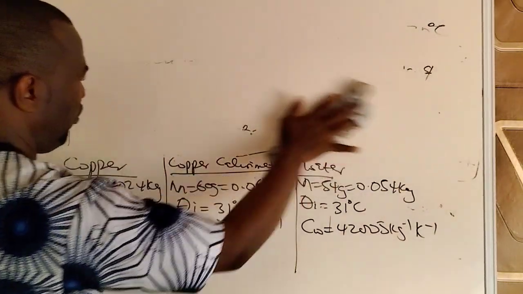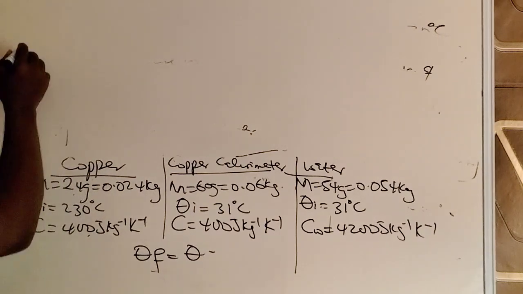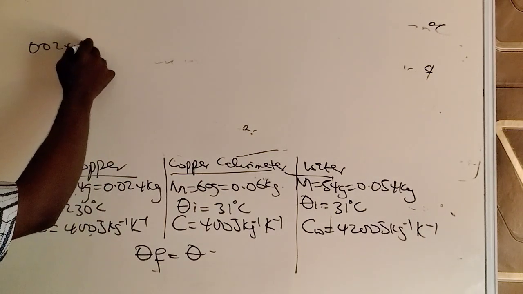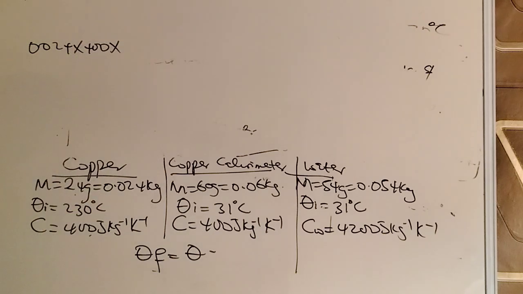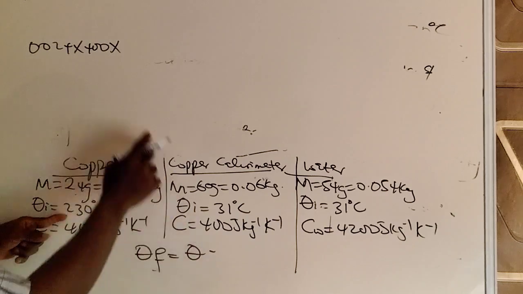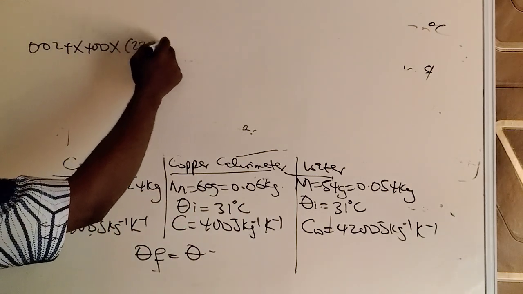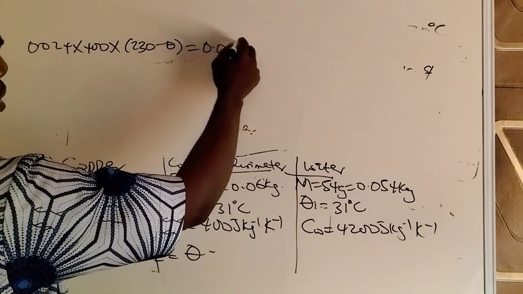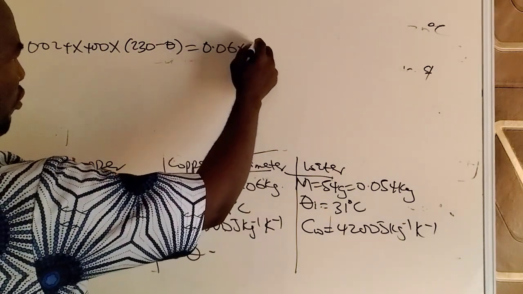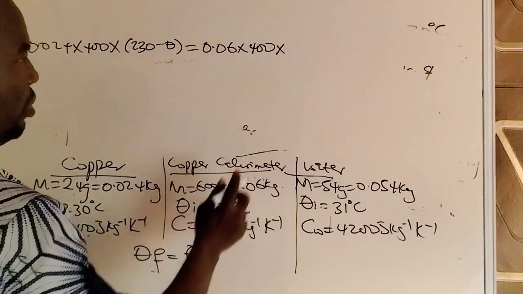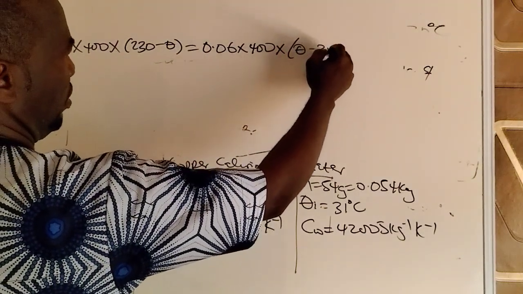So the mass of copper is 0.024. The specific heat capacity of copper is 400. Then the heat loss: the change in temperature is the higher temperature minus theta, as we explained in the diagram, 230 minus theta. For the calorimeter, the mass is 0.06. The capacity of the calorimeter is 400 because it's made of the same element, copper. Then the change in temperature for the heat gained becomes theta minus 31.